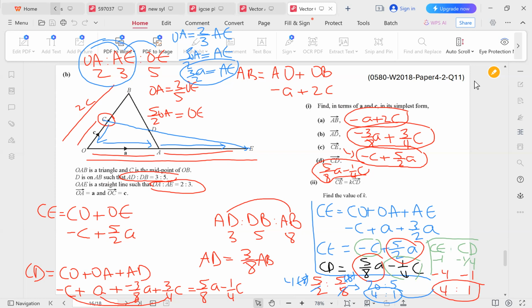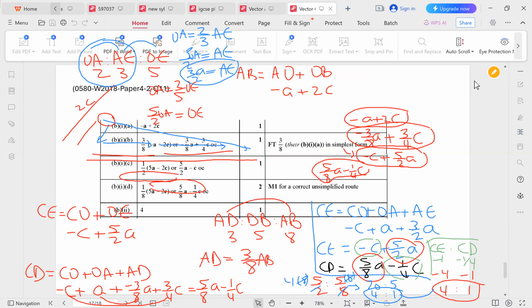Let's check the marking scheme. So negative A plus 2C is correct. Negative 3/8A plus 3/4C is correct. 5/2A minus C. And then 5/8A minus 1/4C. And then the ratio is 4 to 1.